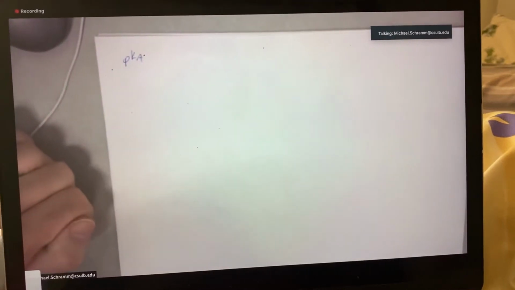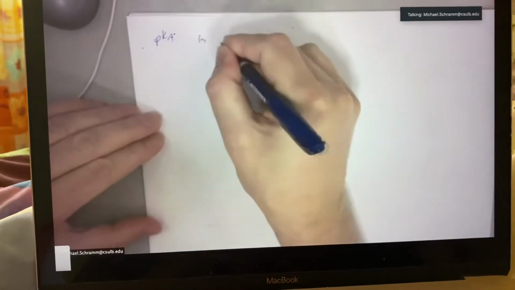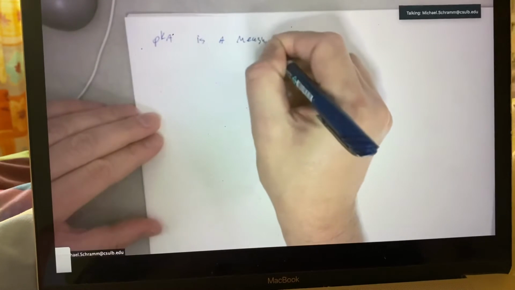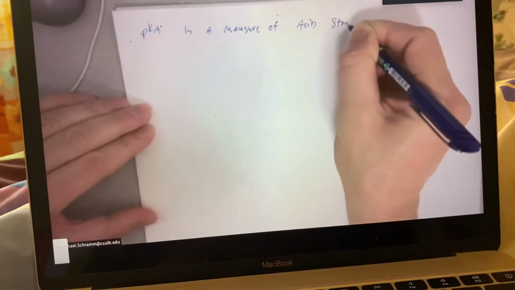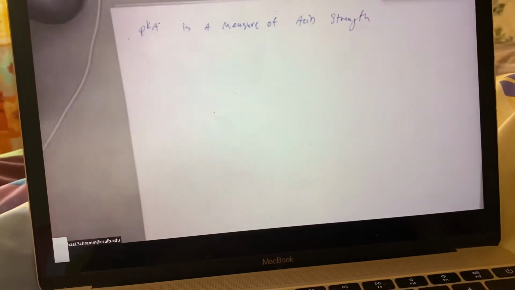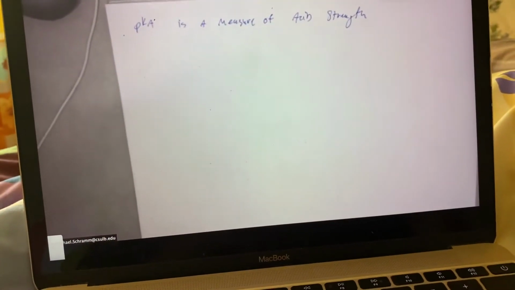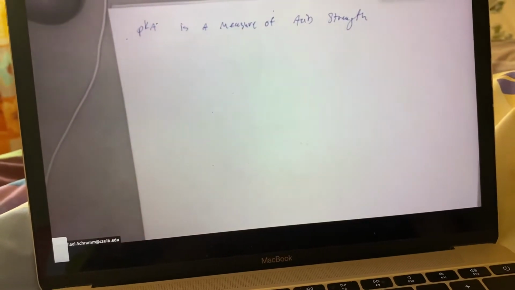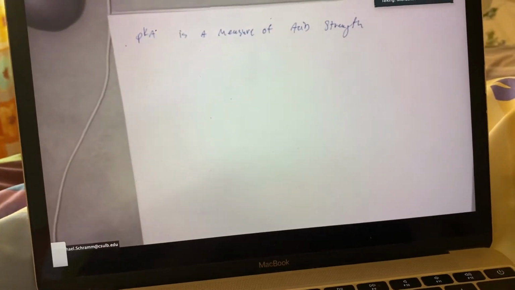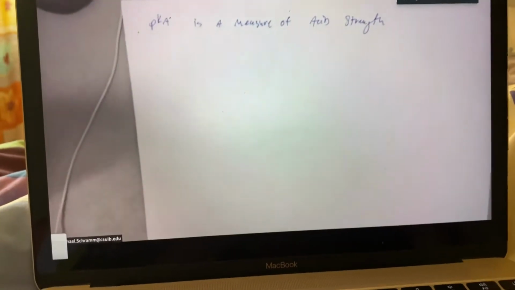Of pKa. pKa is a measure of acid strength. It's related to Keq, the equilibrium constant. When it transforms into acids, we're talking about the Ka, or acidity constant. But for us, pKa is simply going to be a measure of acid strength.